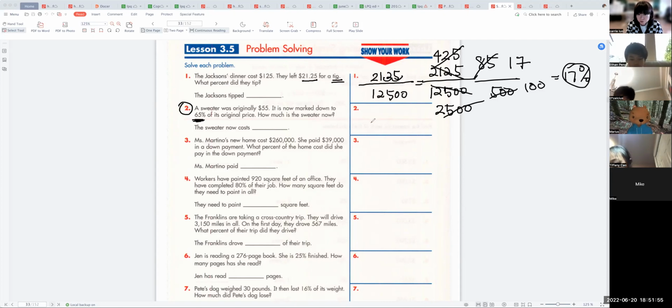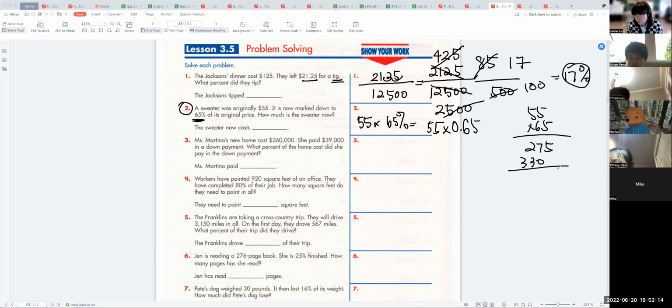So a sweater was originally $55 and marked down to 65%. So 55 times 65%, correct? So 55 times 0.65. We just do 55 times 65, which equals 275 plus 330, so 3575. So $35.75 is what we're paying right now. Okay, number 3.